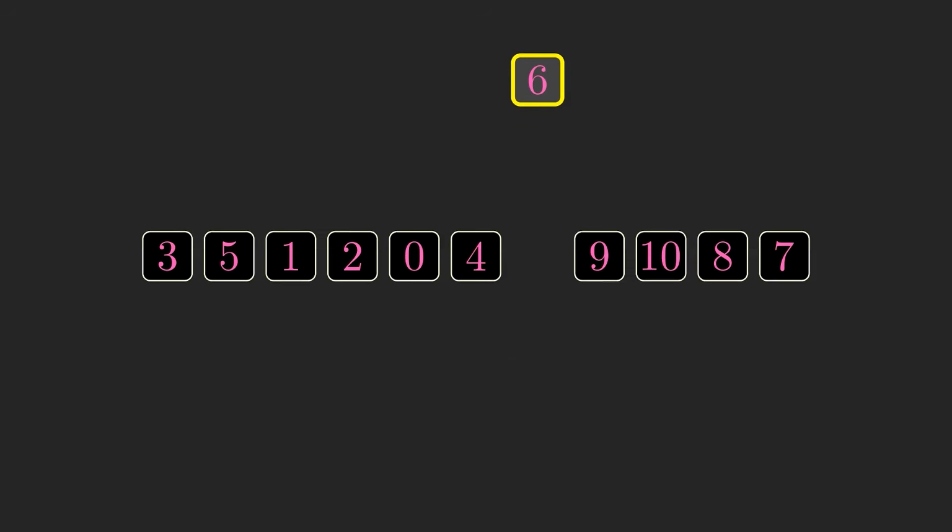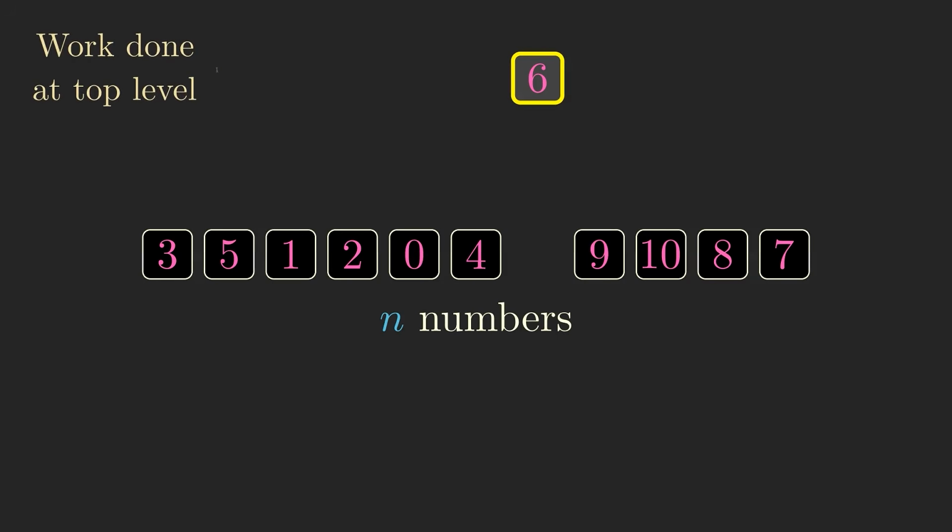That means the total work done at this top level is just proportional to n, the length of the list. So we'll write it as c times n, where c is some constant. Okay, what about the next level?